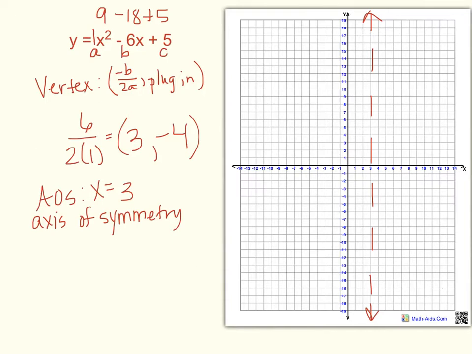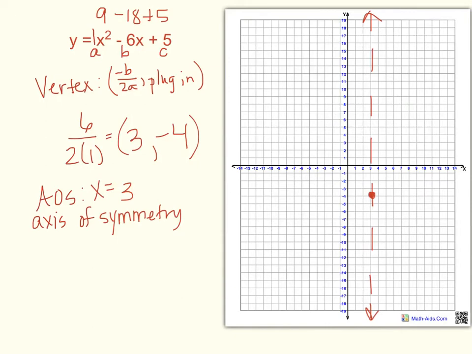Basically what that means is that's going to cut the parabola in half. If we were to cut this parabola in half, it would be cut straight on this line. Your vertex should be on this line. In this case, it is. It's right here at 3, -4. So I know half of my parabola is going to be on this side. The other half of my parabola is going to be on this side. I also know my parabola is going to open up because my A is positive. So I know that it's going to look something like this. I just don't know the exact points.